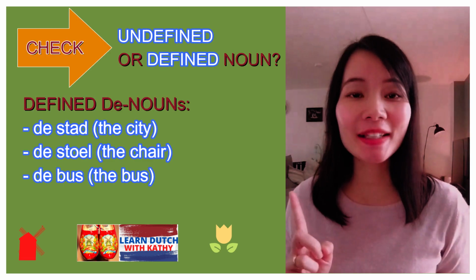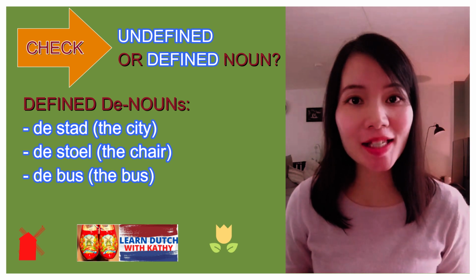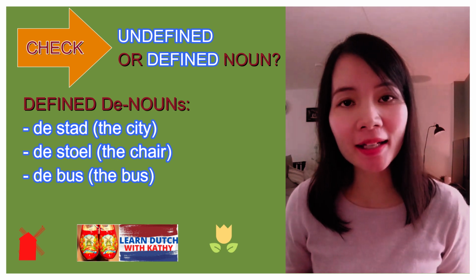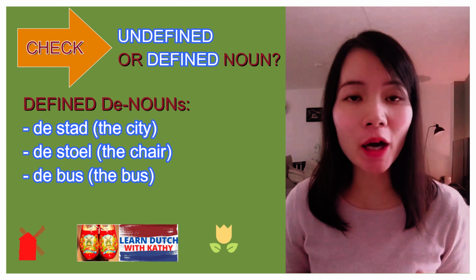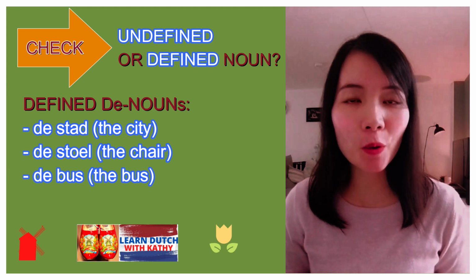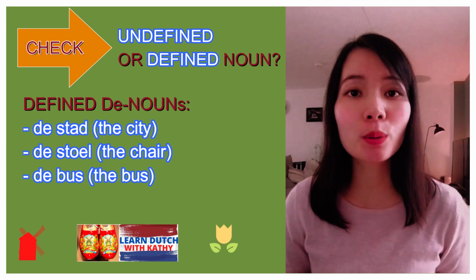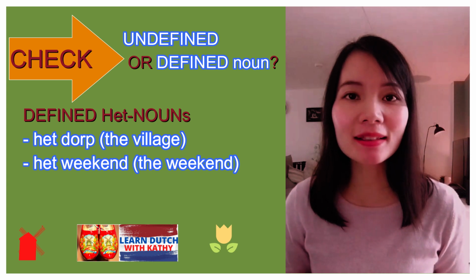So, the first thing that we need to do is to look at the nouns in the sentences. Whether the noun is undefined or a defined noun. In Dutch, we have defined noun with de and het articles. Here are some examples with de nouns. De stad, de stoel, de bus. And het nouns, het dorp, het weekend.